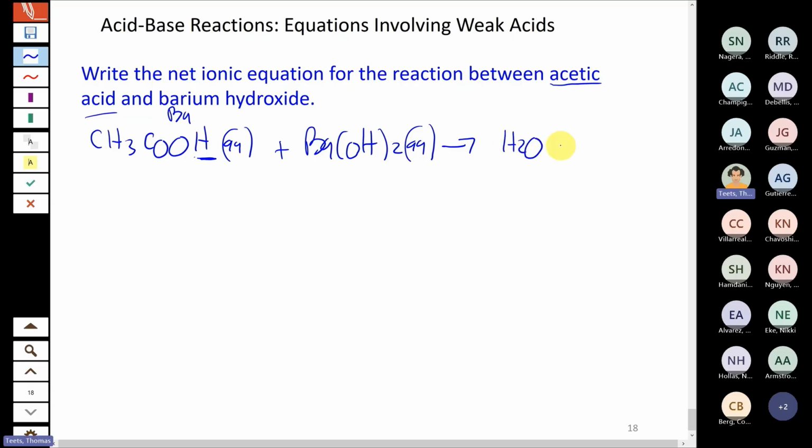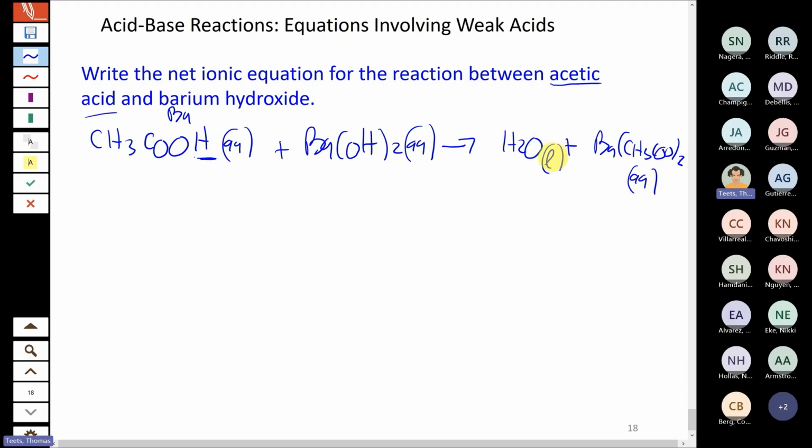And then we form water, and we form an ionic compound. The ionic compound we're going to form is going to be barium 2 plus with acetate, which is a 1 minus anion. So however you write it, it's going to be Ba(CH3COO)2. All acetate compounds are soluble, so that one would be aqueous as well.